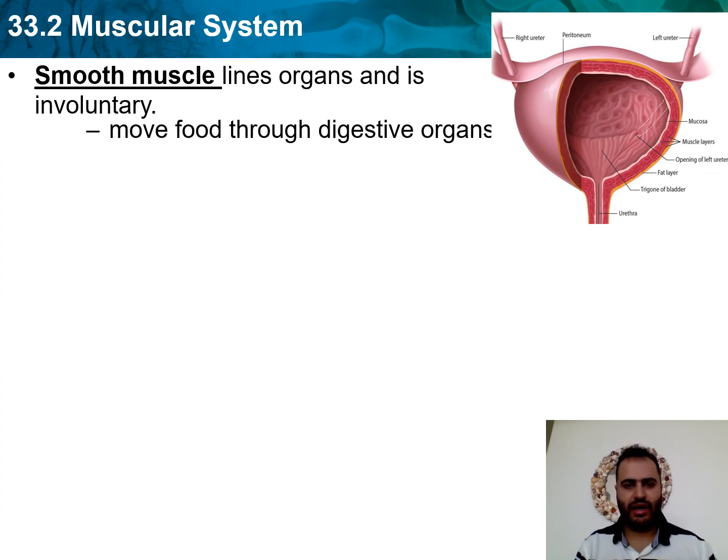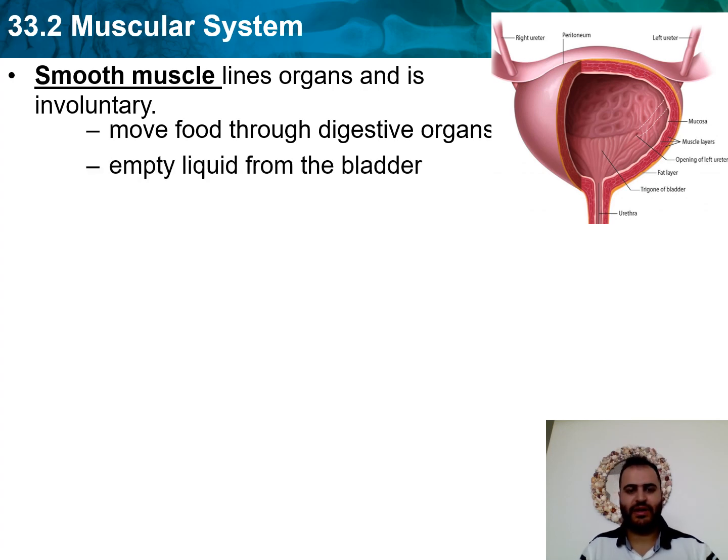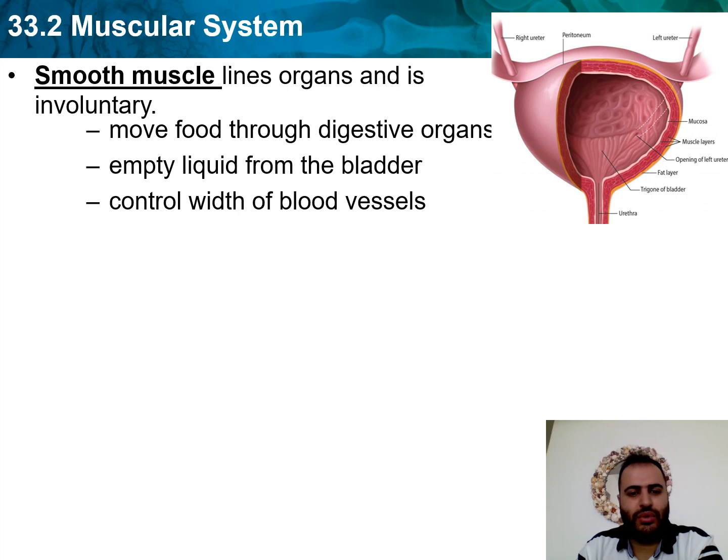In addition to the stomach, we have here, for example, the urinary bladder that pushes or forces urine to go outside the body. And again, you might say that yes, we can control urination. It's we who decide. We only control releasing urine outside, or we only control what's the timing for that. But movement of urine through the urinary system and forcing it outside, it happens by the muscles, which are smooth muscles and involuntary. Empty liquid from the bladder, control width of blood vessels, and move fluid through digestive organs.